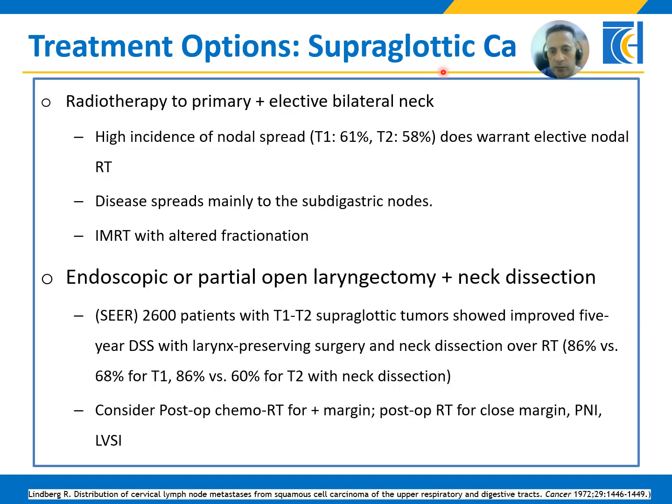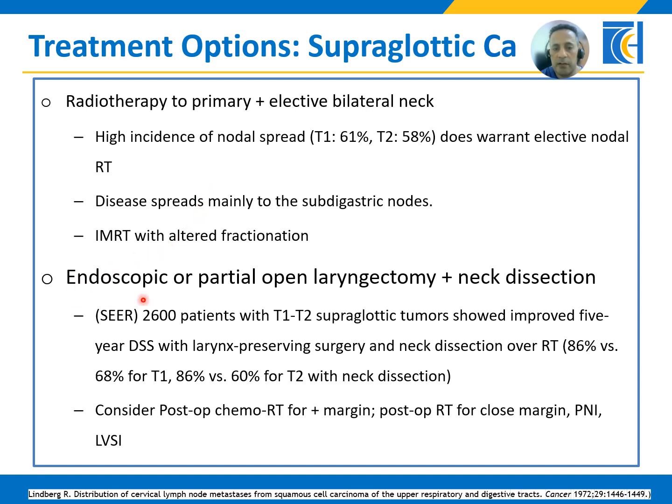Now let's move to supraglottic larynx. Treatment options are either radiation to the primary with elective bilateral neck irradiation, as supraglottic is associated with a high incidence of nodal spread. The recommended technique is IMRT, and fractionation is an altered fractionation schedule.